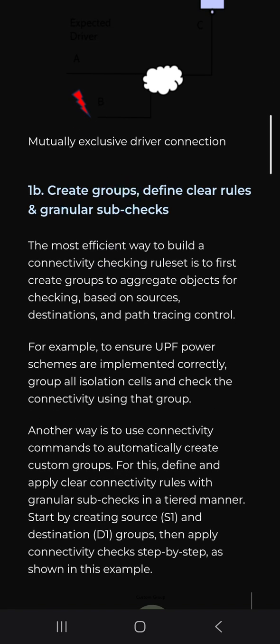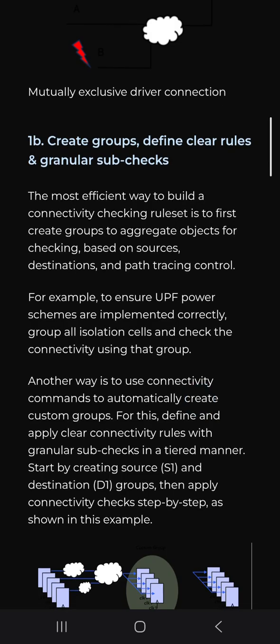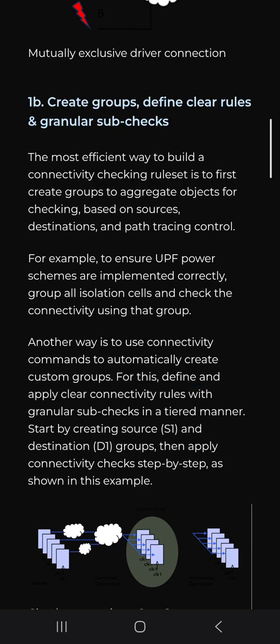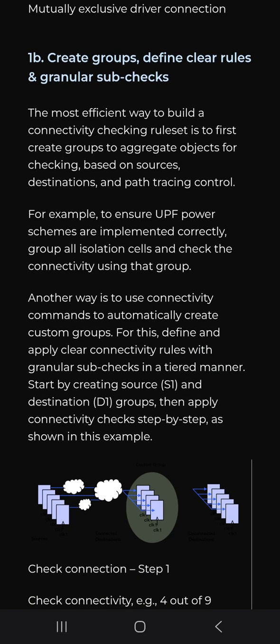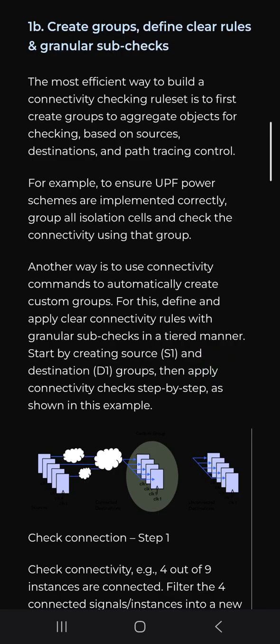1b. Create groups. Define clear rules and granular subchecks. The most efficient way to build a connectivity checking rule set is to first create groups or aggregate objects for checking based on sources and destinations and a path of tracing control. For example, to ensure UPF power schemes are implemented correctly, group all isolation cells and check the connectivity during the group. Another way is to use a connectivity command to automatically create custom groups.